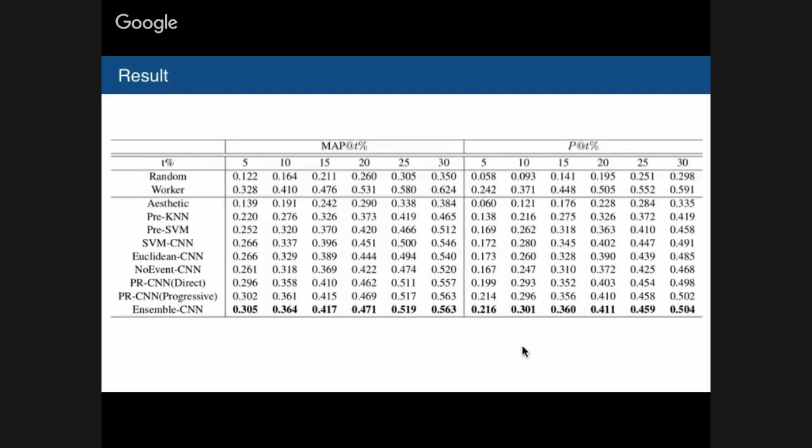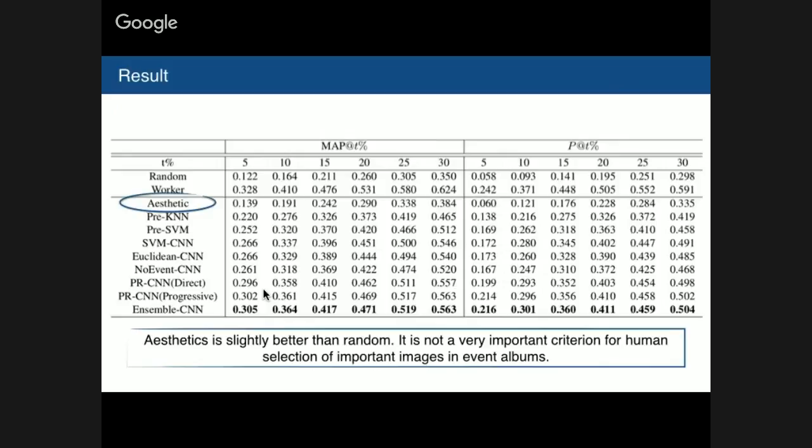And here is the result. In the left columns, this is MAP over T%, with T varying from 5 to 30, and the right columns are the precision over T%, with T varying again from 5 to 30. I will explain the comparisons one by one. The top two are random and worker. Random means we just randomly pick the top T% images from the album, and that is a baseline method. Worker is if we evaluate a single worker, this is like what a human can get. And first, aesthetic.